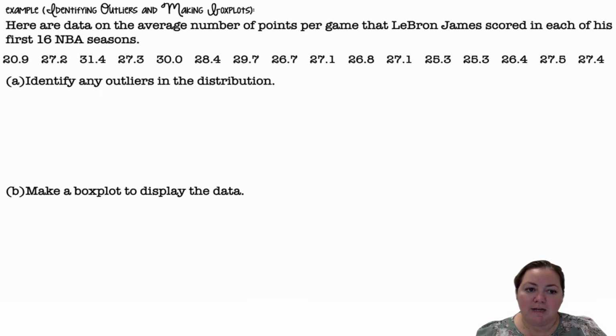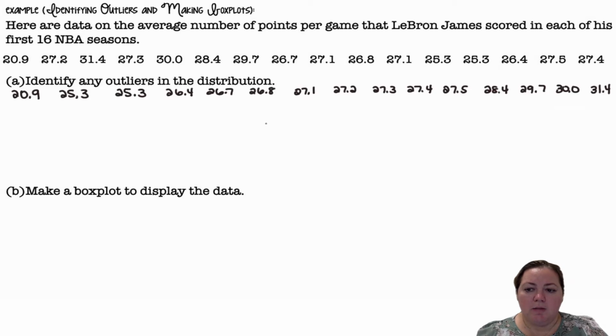All right, an example, identifying outliers and making a box plot. Here are the data on the average number of points per game that LeBron James scored in each of his first 16 NBA seasons. Identify any outliers in the distribution. I'm going to take all my values and put them in order from least to greatest, and I'm going to find the middle. So the median is between 27.1 and 27.2, so my median is 27.15.